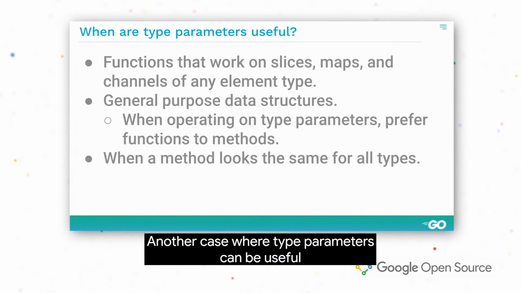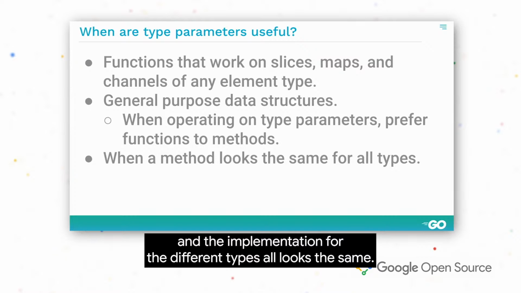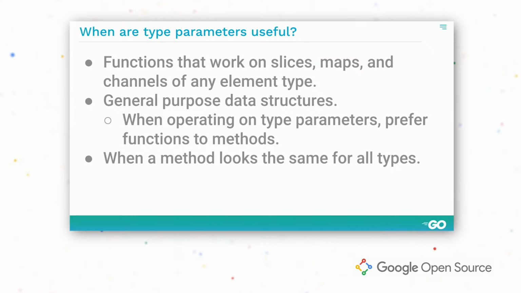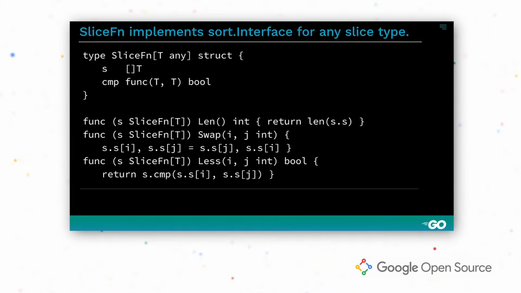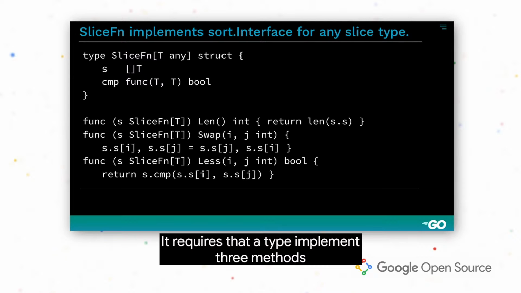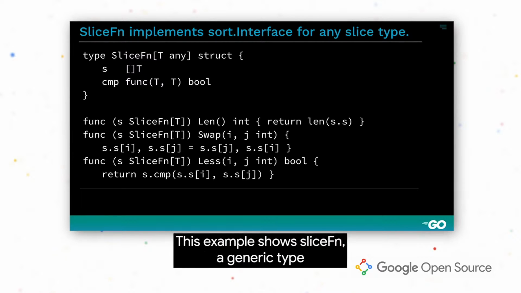Another case where type parameters can be useful is when different types need to implement some common method and the implementation for the different types all looks the same. For example, consider the standard library's sort.Interface from the sort package. It requires that a type implement three methods: Len, Swap, and Less. This example shows SliceFn, a generic type that implements sort.Interface for any slice type.